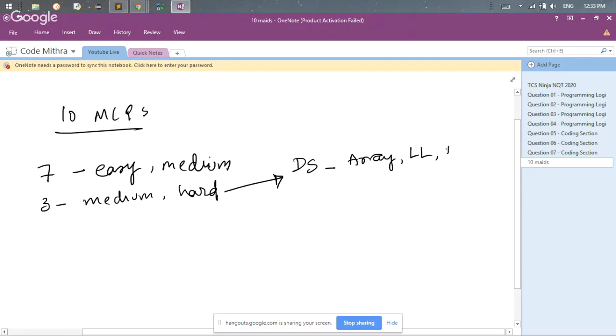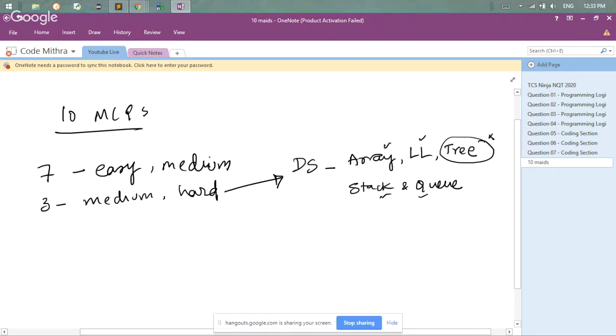Most probably they will be targeting array, linked list, tree, stack, and queue. Tree will be very rare. Most probably array, linked list, stack, and queue will be asked in the medium or hard questions. This way they will be able to find out if a person is really good enough. If he is doing very well in TCS Ninja, then that candidate might also get an opportunity to attend a TCS Digital kind of interview. That is what they have told. So sometimes the coding question can also be a little advanced.